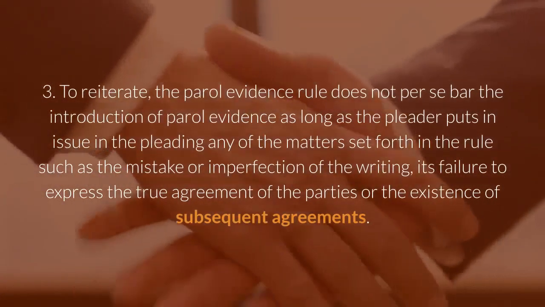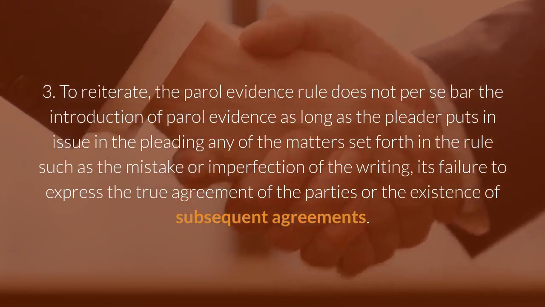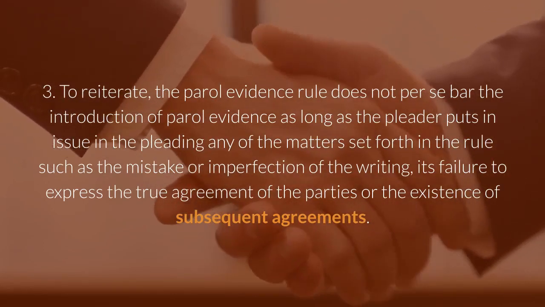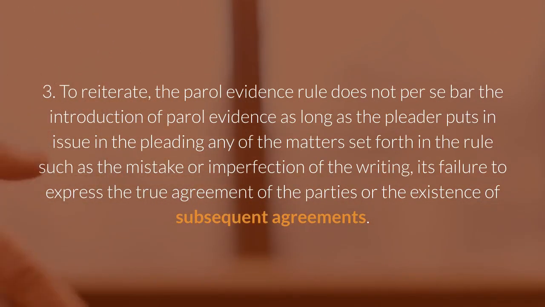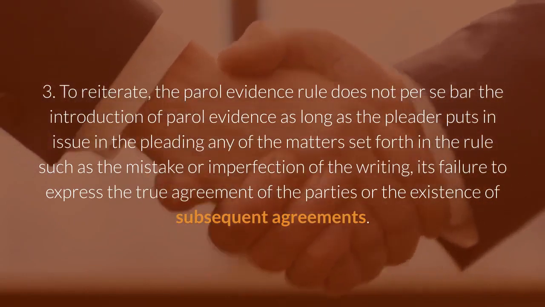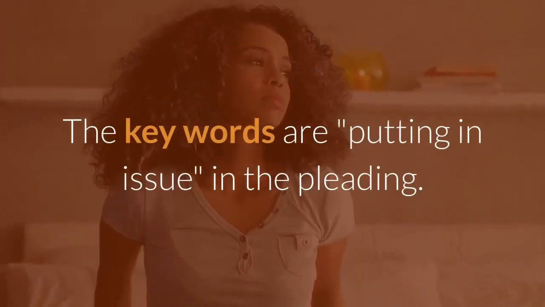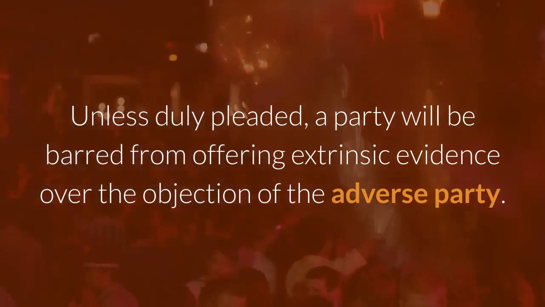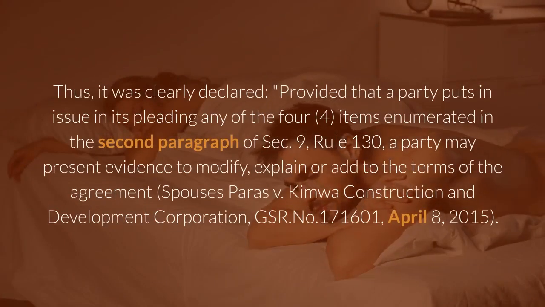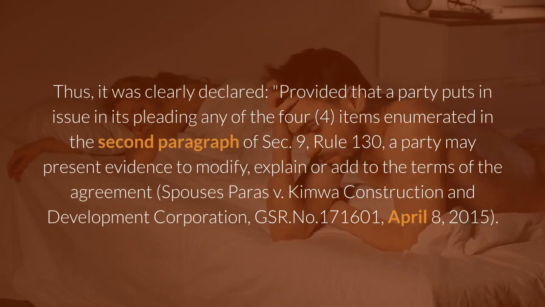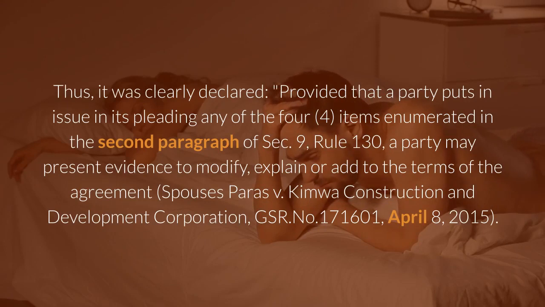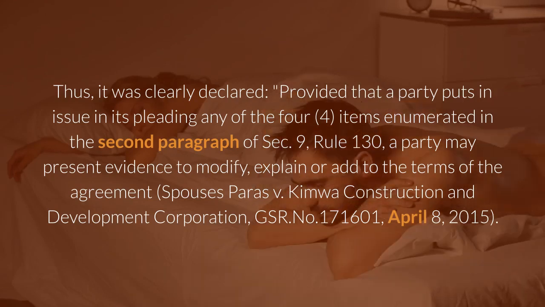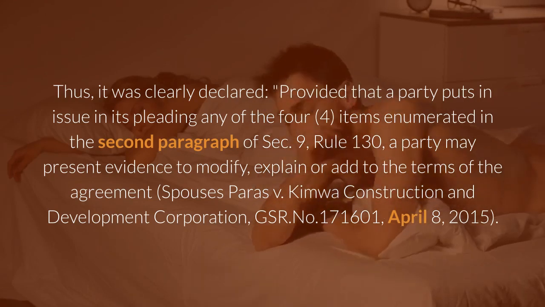3. To reiterate, the parole evidence rule does not per se bar the introduction of parole evidence as long as the pleader puts in issue in the pleading any of the matters set forth in the rule, such as the mistake or imperfection of the writing, its failure to express the true agreement of the parties, or the existence of subsequent agreements. The key words are putting in issue in the pleading. Unless duly pleaded, a party will be barred from offering extrinsic evidence over the objection of the adverse party. Thus, it was clearly declared, provided that a party puts in issue in its pleading any of the four items enumerated in the second paragraph of Sec. 9, Rule 130, a party may present evidence to modify, explain or add to the terms of the agreement. Spouses Paris v. Kimwa Construction and Development Corporation, GR number 171601, April 8, 2015.